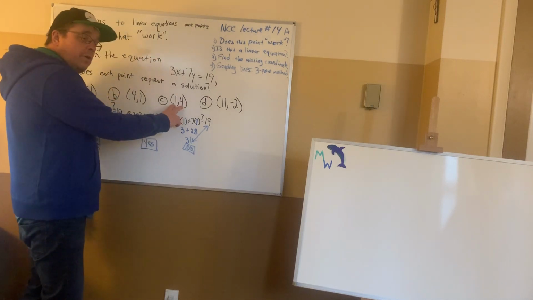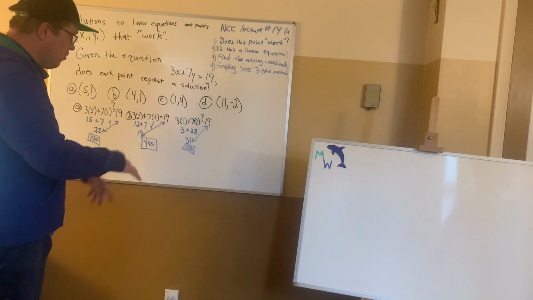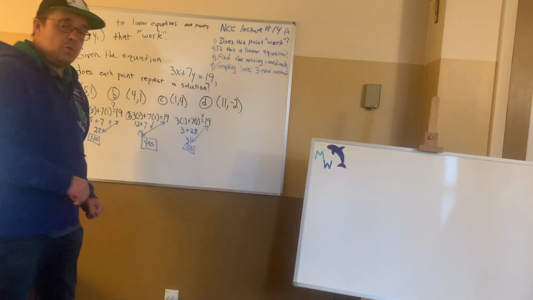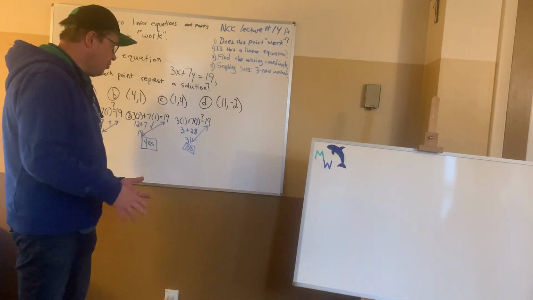This was 1, 4. 1 before 4. That's a 1 and a 4, or a 4 and a 1 if you want to call it that way, but in order it's a 1 and a 4. Put that in and it made 31, does not equal 19. We just backed into why it's called an ordered pair.